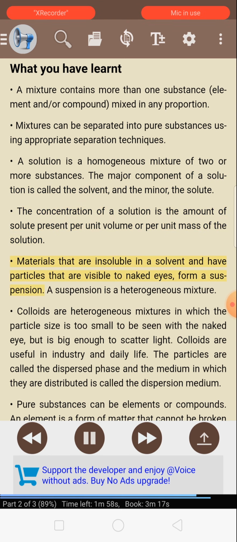Materials that are insoluble in a solvent and have particles that are visible to naked eyes form a suspension. A suspension is a heterogeneous mixture. Colloids are heterogeneous mixtures in which the particle size is too small to be seen with the naked eye, but is big enough to scatter light. Colloids are useful in industry and daily life. The particles are called the dispersed phase, and the medium in which they are distributed is called the dispersion medium.